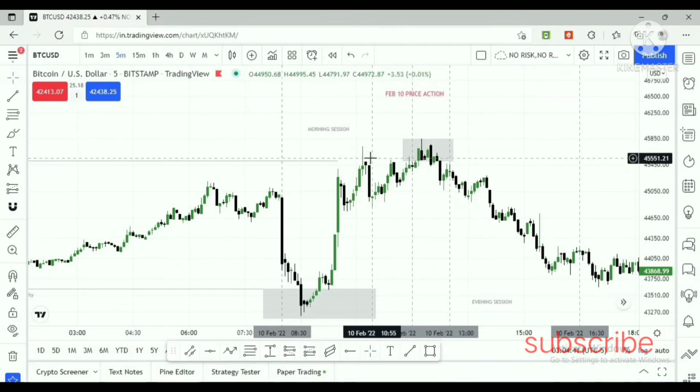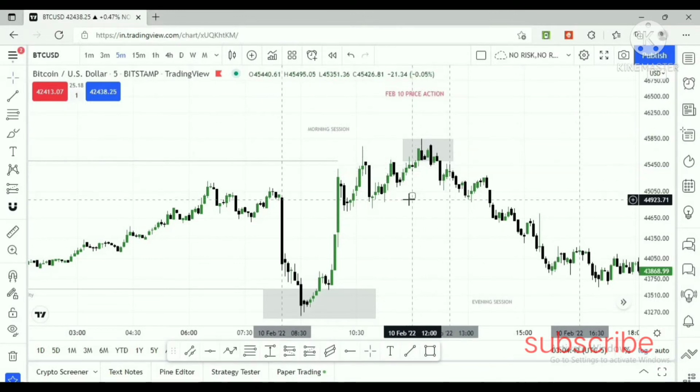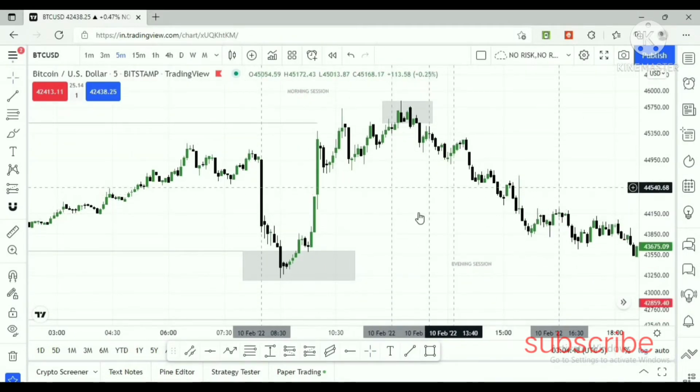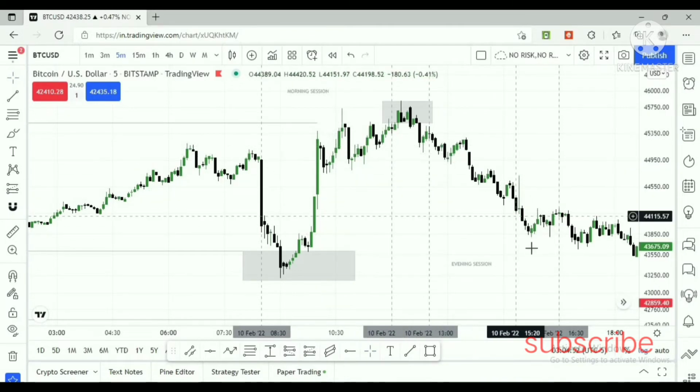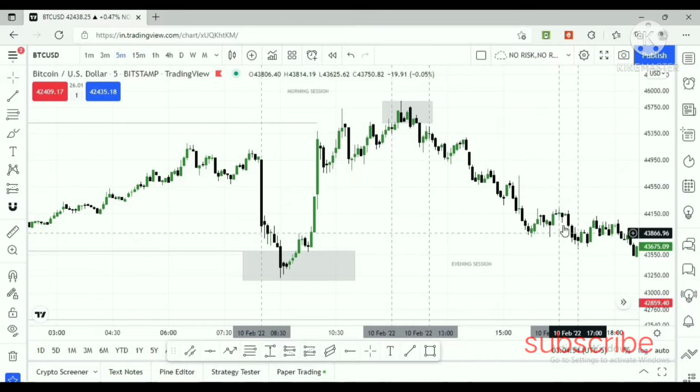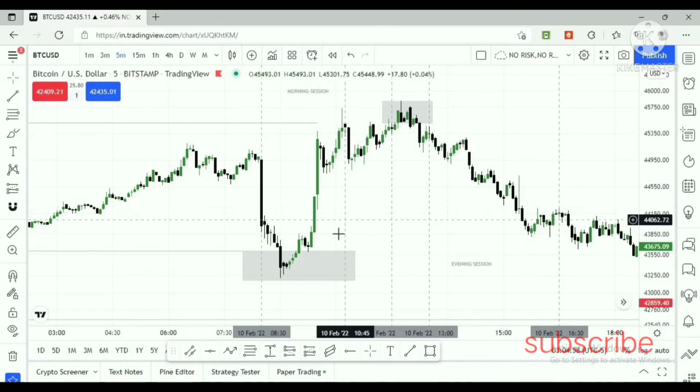he sells liquidity pools. See guys, at lunchtime, lunch, we don't trade. Market makers immediately rebalance this imbalance. See guys, with specific time, before 4:30 market makers rebalance this imbalance.